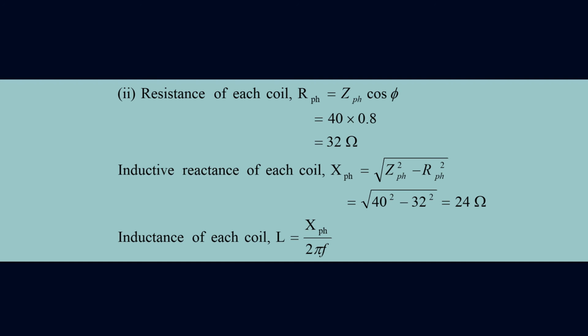Now you have a value of Z, you have a value of resistance. So as you know, Z square is equal to R square plus X square. So you have a value of Z, you have a value of resistance, so you can calculate the value of the reactance. So inductive reactance of each coil can be written as X phase is equal to under root Z phase square minus R phase square. So just put the value of Z phase and R phase in this expression. Value of Z phase is 40 ohm, and value of R phase is 32. So 40 square minus 32 square and under root. So after solving, you get the value 24 ohm.